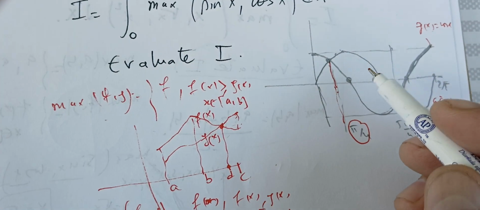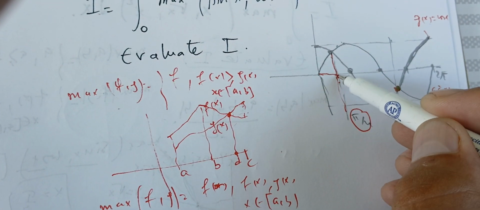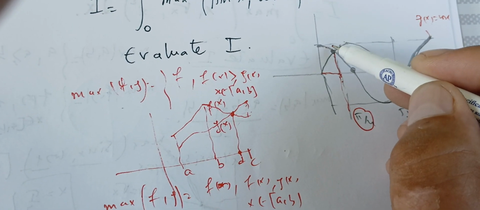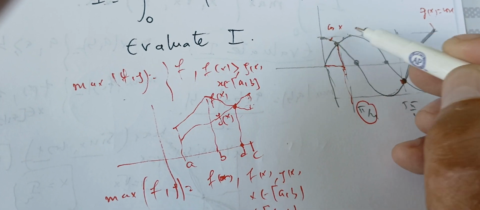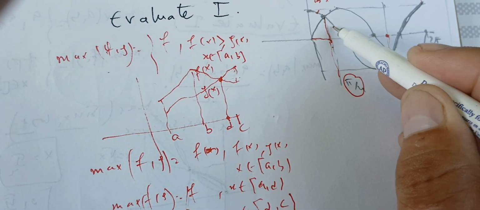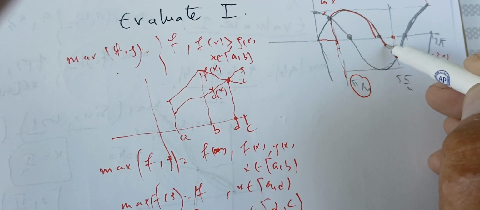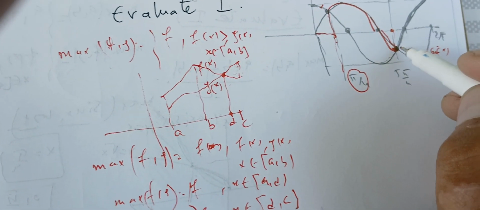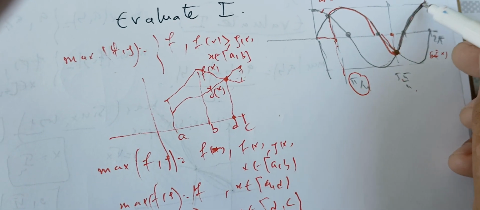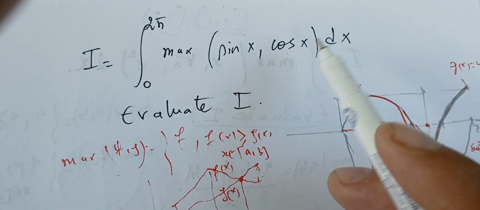Now I can see that on this interval 0 to pi over 4, the maximum is the cosine. On the interval pi over 4 to 5 pi over 4, the maximum is the sine. You see the sine here is on top of the cosine. On the interval 5 pi over 4 to 2 pi, the cosine is the maximum.